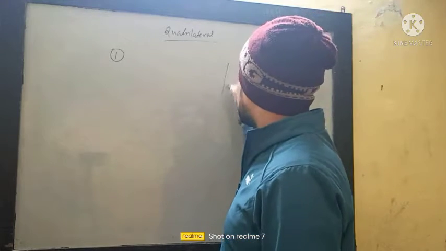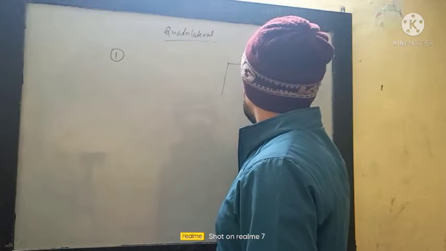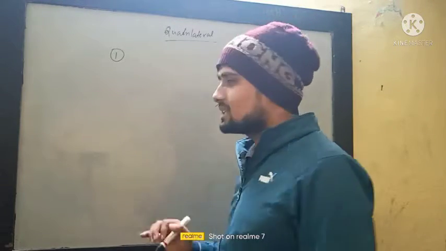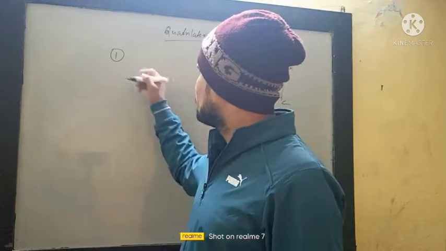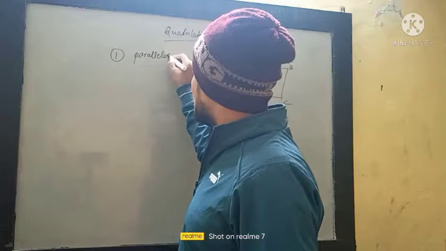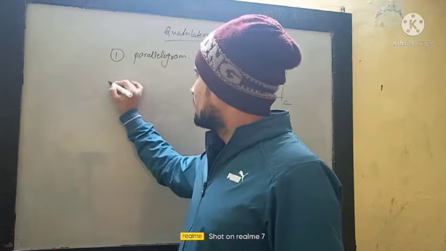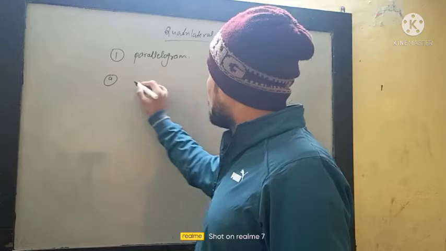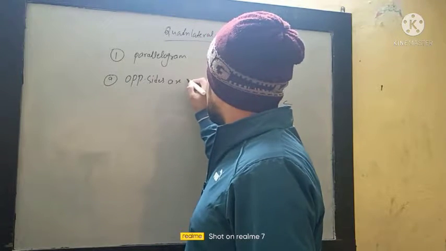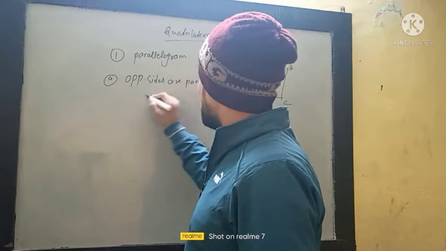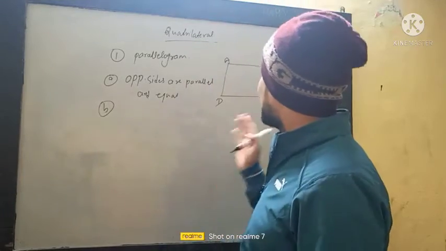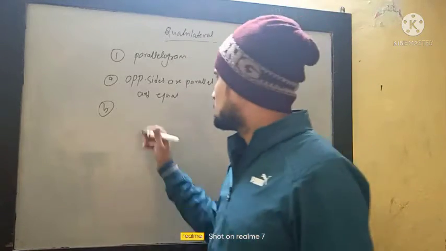First, the parallelogram. A parallelogram is a quadrilateral whose opposite sides are equal and parallel. Its first property is that opposite sides are parallel and equal. Second, the diagonals of a parallelogram bisect each other.